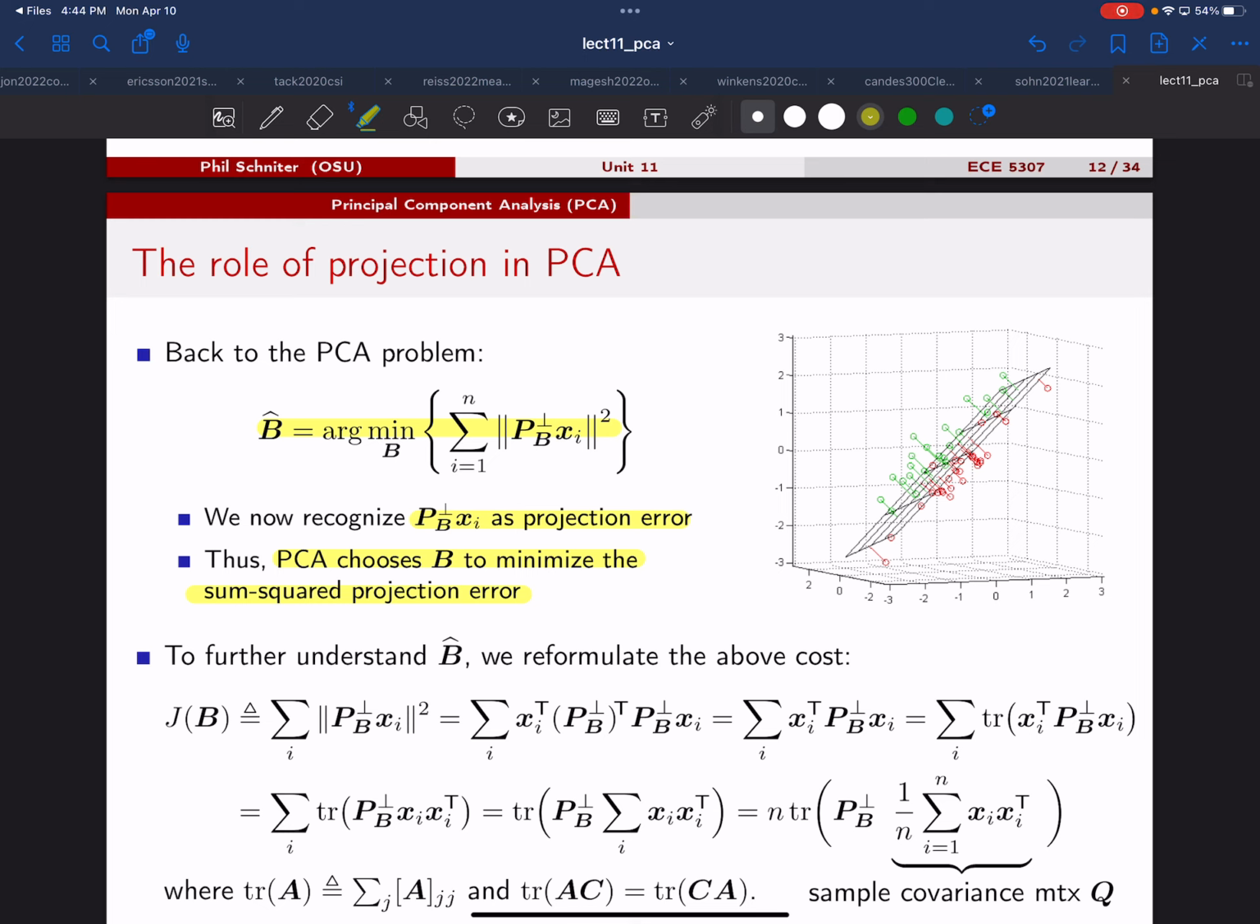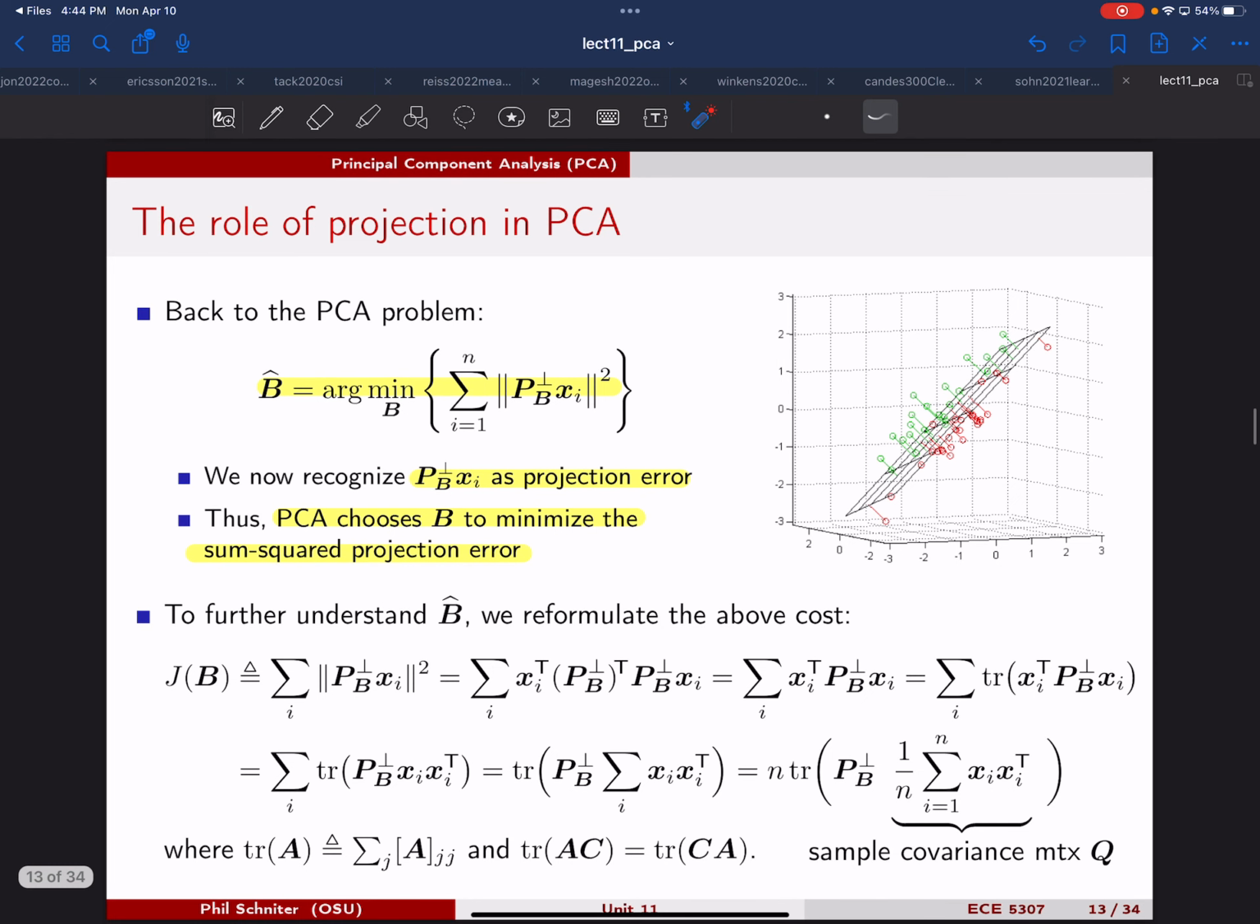Okay, so questions on where we are? Okay, so now we just have to do a bunch of linear algebra tricks to deal with this. This proof is the shortest I could find of all of them that I've seen. Okay, so we're going to give this cost function a name. We'll call it JB. And as we see above, this is how it's defined.